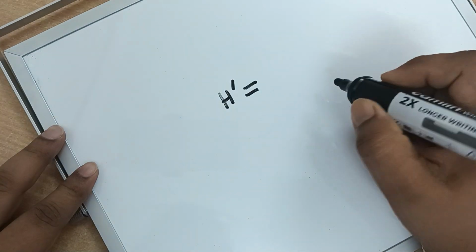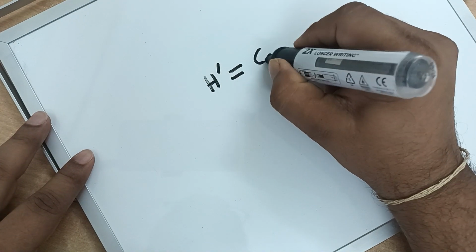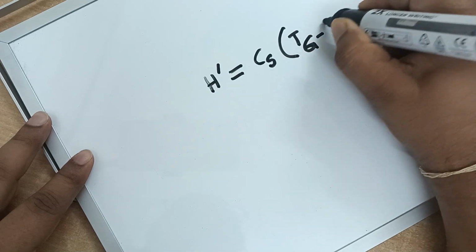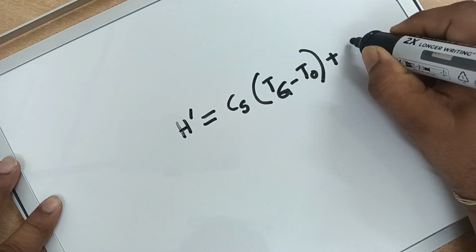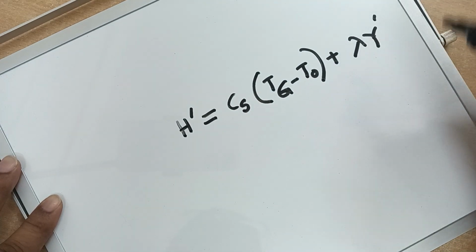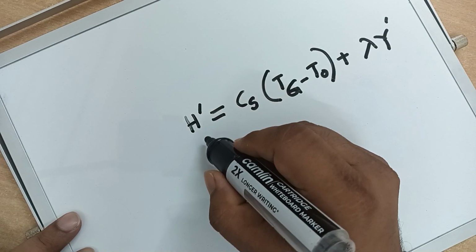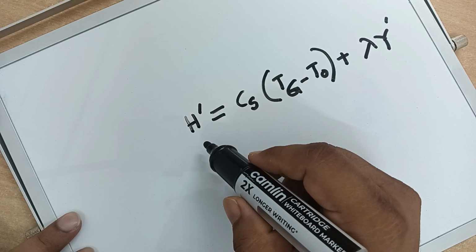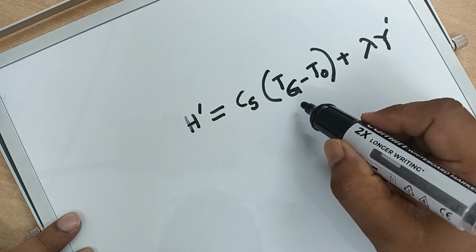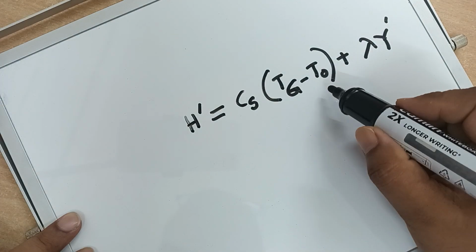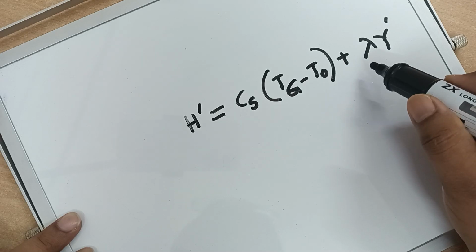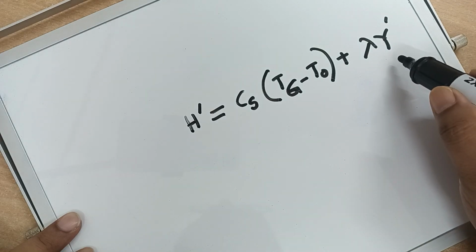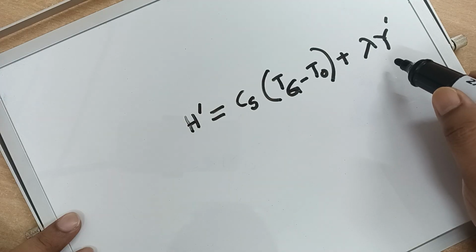H prime is equal to Cs (Tg minus T0) plus lambda into y prime, where H prime stands for enthalpy of air water vapor mixture, Cs stands for humid heat, Tg stands for the dry bulb temperature of air, T0 stands for the reference temperature, lambda basically latent heat of vaporization of water vapor, and y prime stands for humidity or absolute humidity.